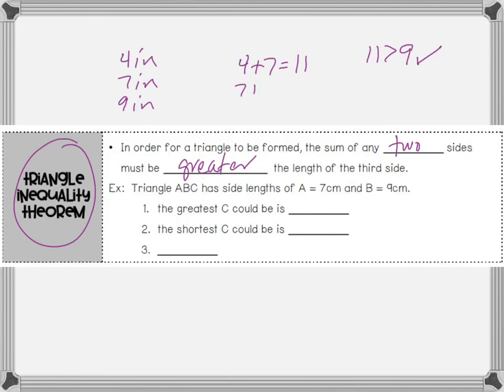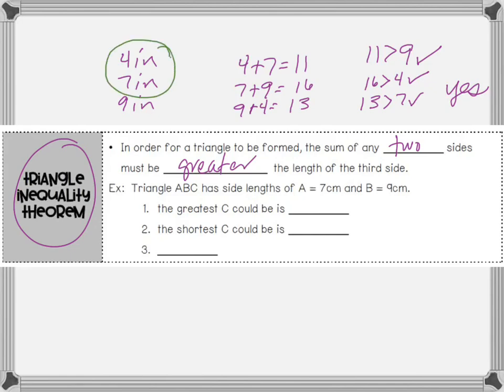Then you would have to check 7 plus 9, which gives us 16, and ask yourself, is 16 greater than 4? Yes. Then you would have to check 9 plus 4, which gives us 13, and ask yourself, is 13 greater than 7, which is the third side, and say yes. Then you would know that this is able to make a triangle. However, what I expect for you to do is simply to add the two shortest sides. If you add the two shortest sides together and it's greater than the third, then you know that you're going to have a triangle. It has to be greater. It cannot be equal. It has to be greater.